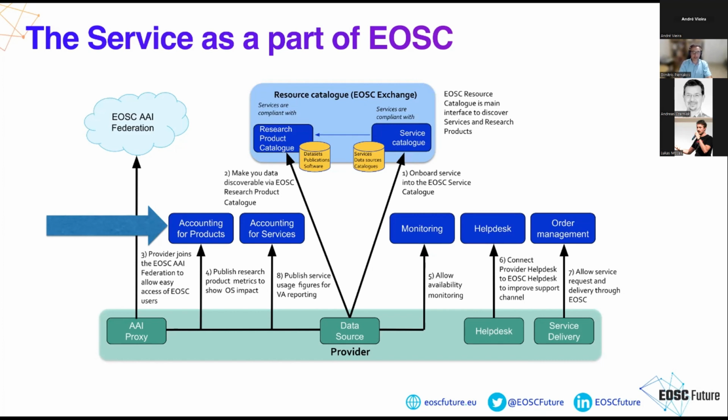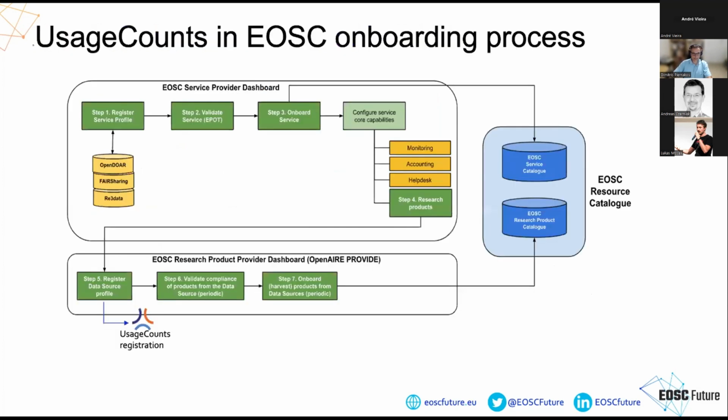The EOSC Research Product Accounting Service is part of the virtual access metrics accounting system of EOSC, and the research product accounting is operated by the OpenAIRE UsageCounts service. The UsageCounts service is part of the onboarding of the EOSC research product process. So when a data source is registered via OpenAIRE Provide, the data source manager has also the option to register for the UsageCounts service.